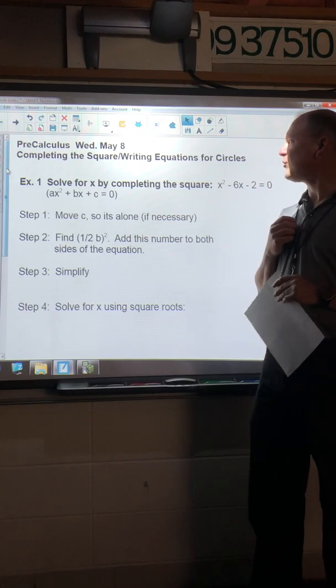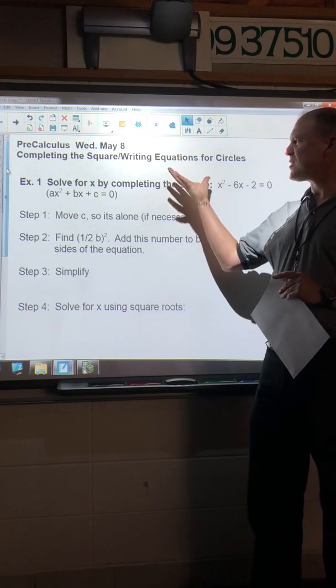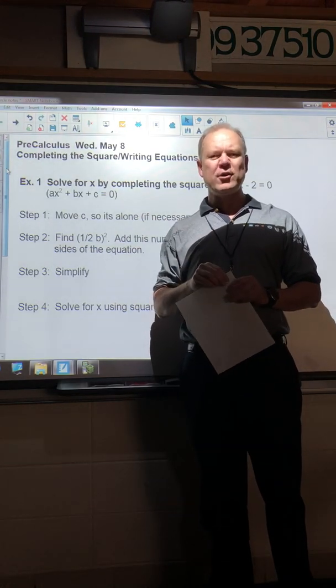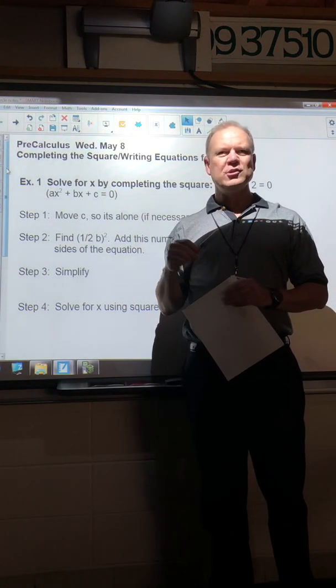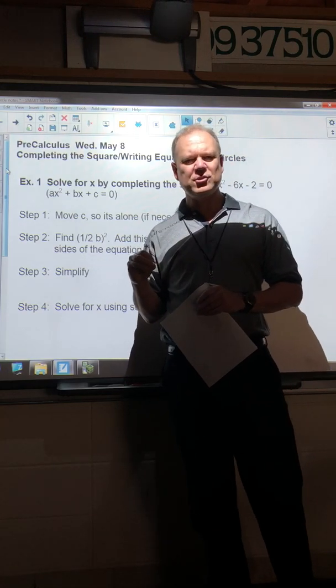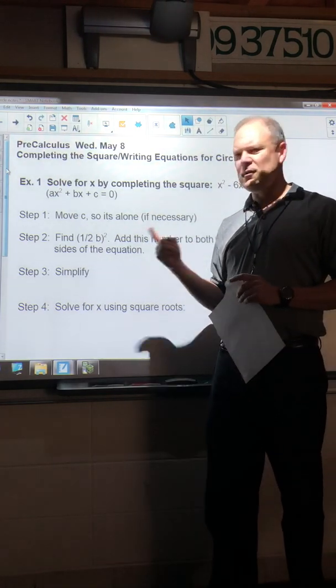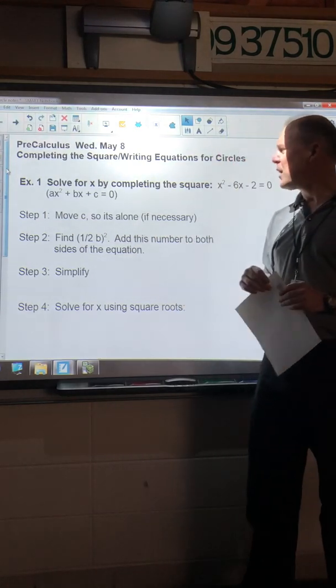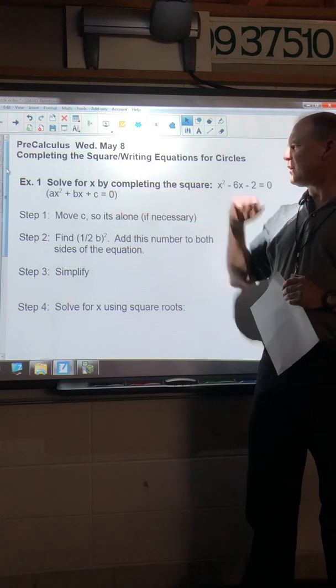for circles. Before we get to that, we want to review the process for completing the square, which was one method of solving a quadratic equation that we did back first semester. Around the same time we did quadratic formula, factoring, all that. So let's quickly review completing the square.